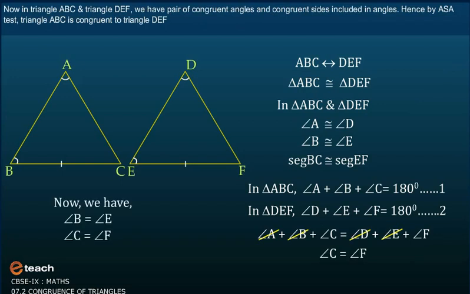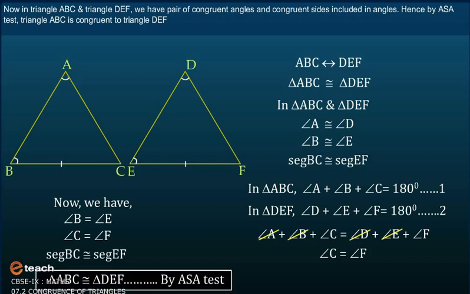Now in triangle ABC and triangle DEF, we have pairs of congruent angles and congruent sides included between the angles. Hence, by ASA test, triangle ABC is congruent to triangle DEF.